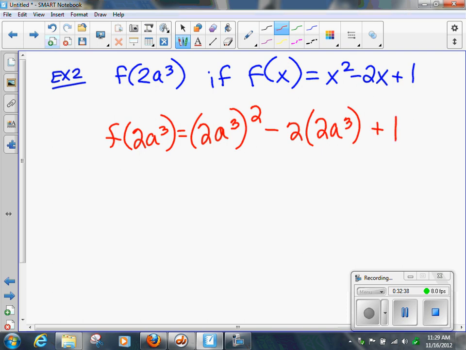Ooh, this is good because it's reviewing our laws of exponents. Hey, what's up with that 2a cubed quantity squared? What's that become? 4a to the 6th. Very good. 2 squared is 4. A to the third raised to the second power. Remember, multiply the exponents. And then minus 4a cubed. Yes? Plus 1. And then I get, what, a cubed plus 1? That is it. I was just testing you.